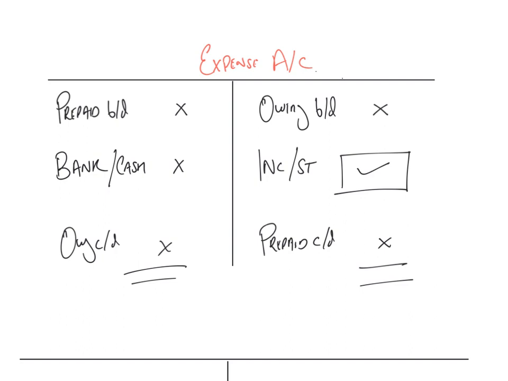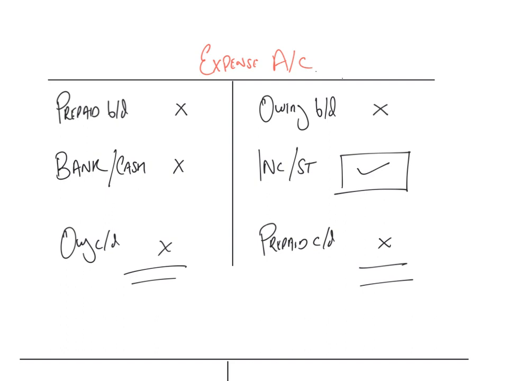So that depends what the concept is, that since prepayment in an expense is an asset, it always has an opening debit and a closing credit balance, and owing is a liability, so it has an opening credit and a closing debit balance.